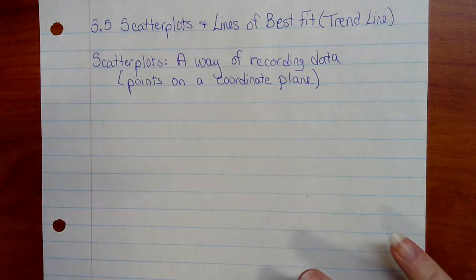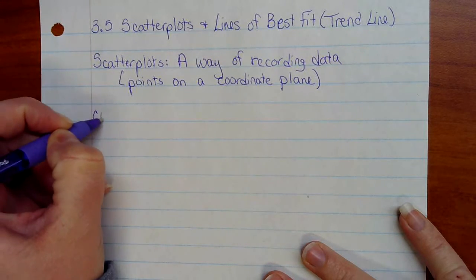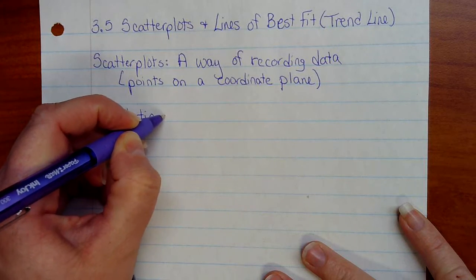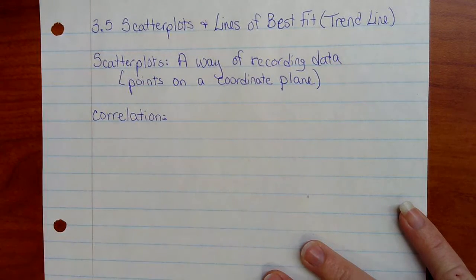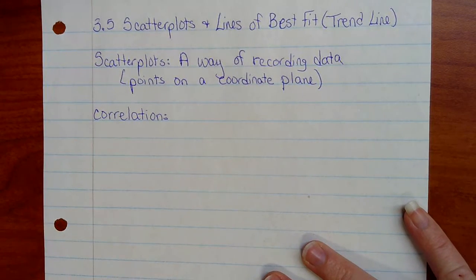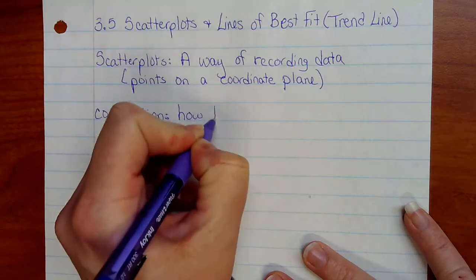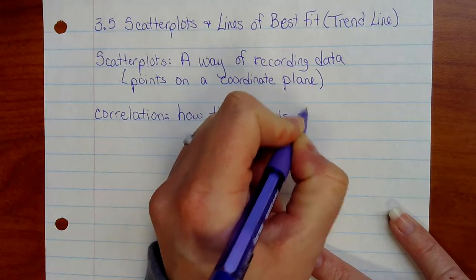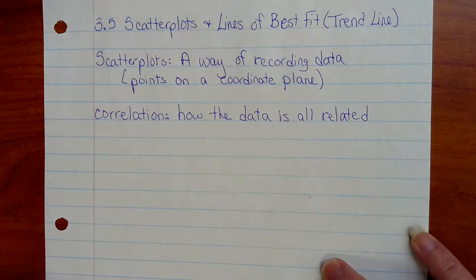for your scatter plot. So when you have a scatter plot, there are three different types of correlations that you could have. And this is where you probably heard about this in a science class. They talk a lot about correlations in data. If you were to take a statistics course, you hear a lot about correlations. But what a correlation is, it's how the data is all related. And like I said, there are three different types of correlations.